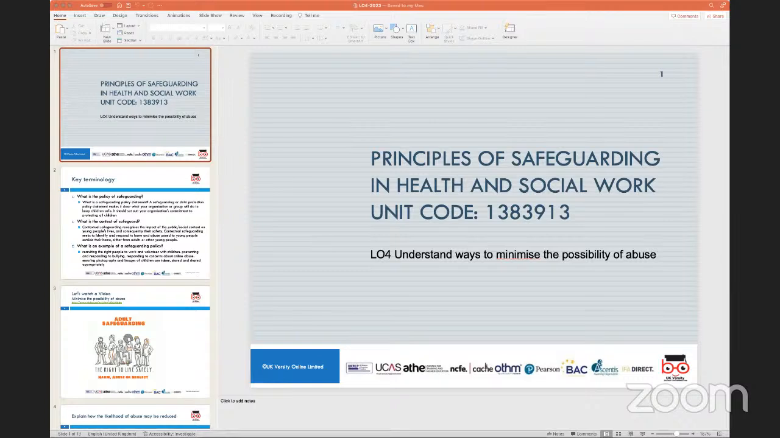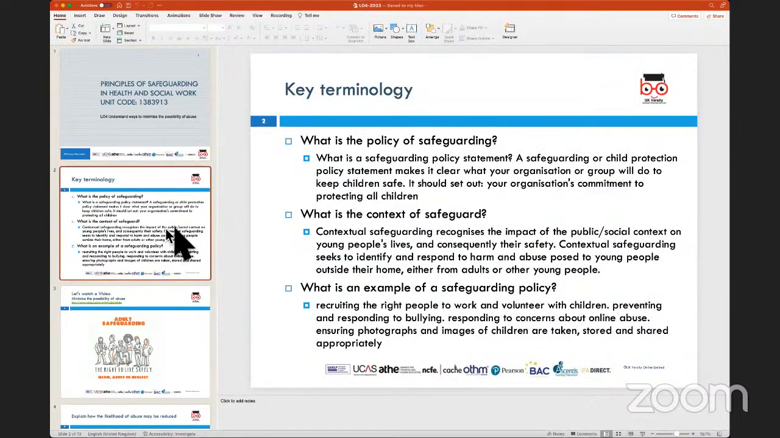within an organization. Now, in today's learning outcome, we are focused on understanding ways to minimize the possibility of abuse. This is the main overarching theme of the learning outcome. And in this context, there are 2 assessment criteria that we will be looking at. One is explaining how the likelihood of abuse can be reduced in the health and social care setting. And the second assessment criteria is analyzing the impact of an accessible complaints procedure, which can help reduce incidents of abuse.